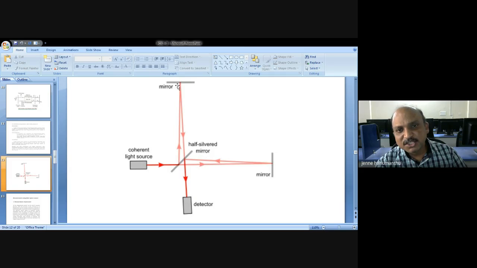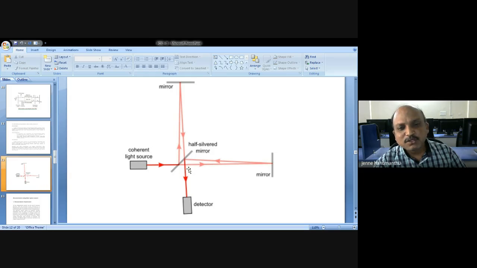Remember, mirror 2 is fixed, and mirror 1 is mobile. See what happens: whatever light falls on mirror 1 is reflected back. Here also, the light that falls on mirror 2 is reflected back, and these two lights are combined at the point, so that we can get fringes, isn't it?